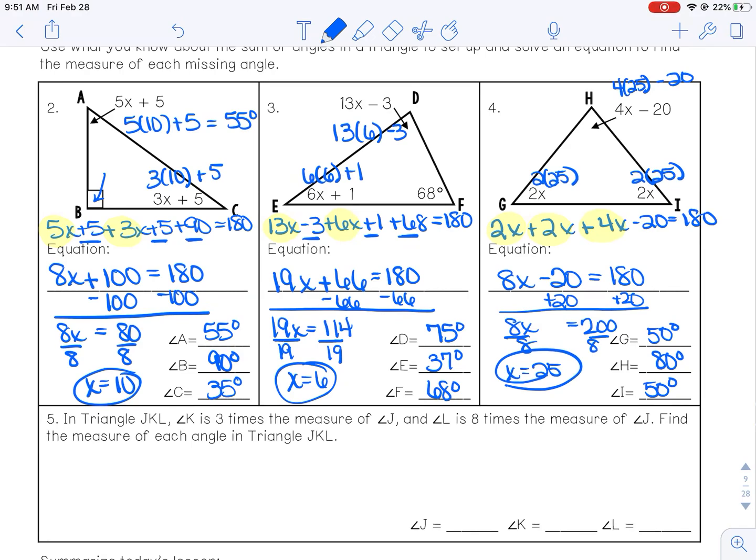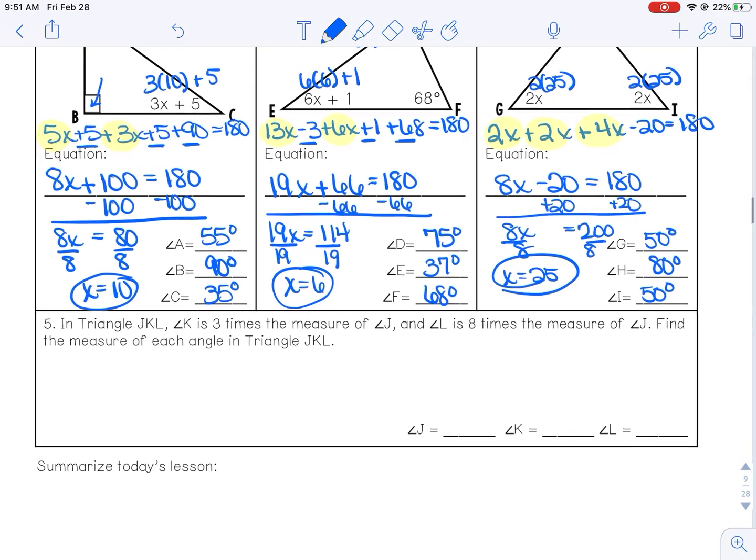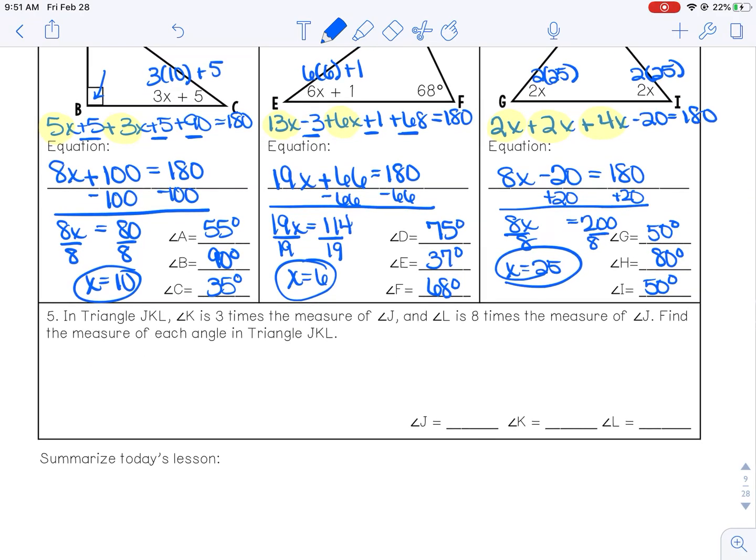All right, the last problem that we have says: in triangle JKL, angle K is 3 times the measure of angle J. Angle L is 8 times the measure of angle J. Find the measure of each angle in triangle JKL. I have to draw it out. It doesn't really matter how you draw your triangle, just as long as you have a triangle there. So this is J, K, and L. That's how I've labeled mine.